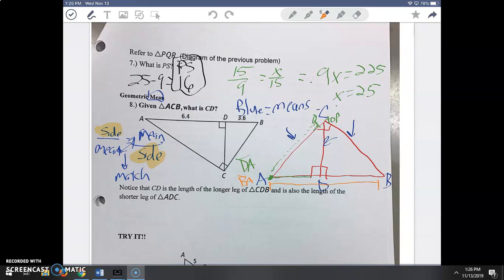So in this situation, let's call this lowercase a. You would have DA over lowercase a equals lowercase a over BA. Remember, this is a mean. So basically you have DA over your mean, equals your mean over BA, which is also a side. Okay, and that's how you'd figure that one out. Pause this because I'm about to erase and show a new one.